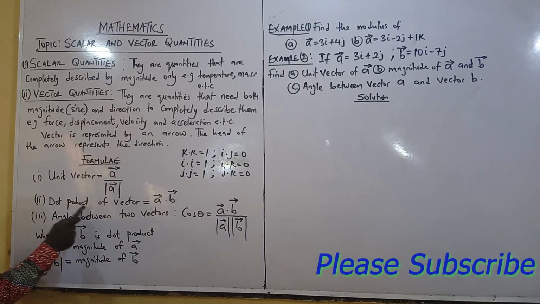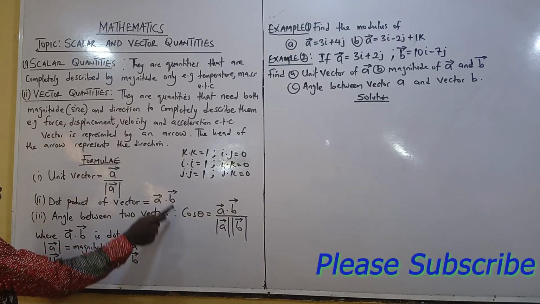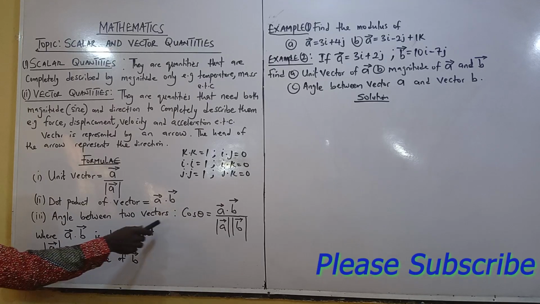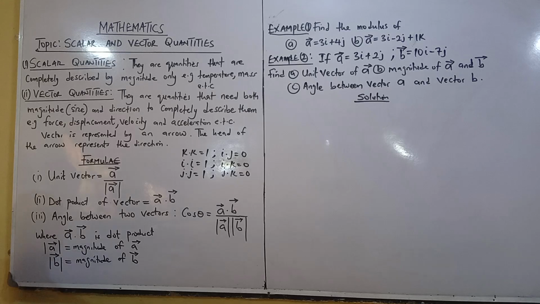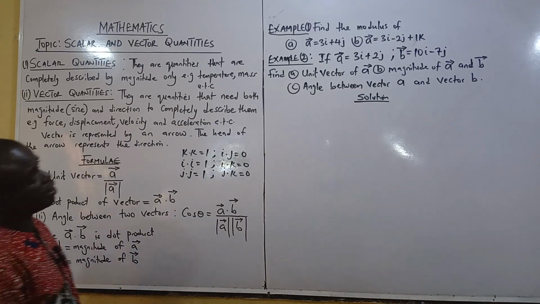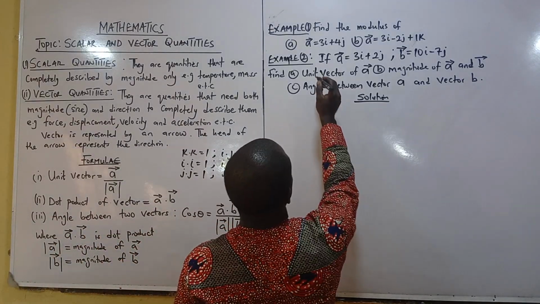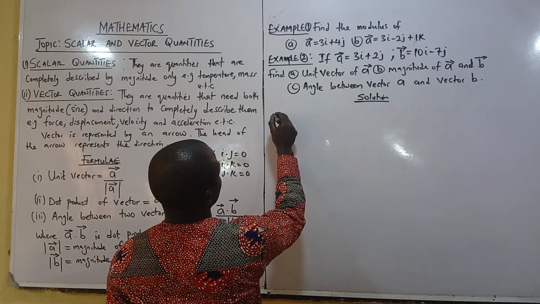Okay, now the dot product of vectors is vector A dot B. The angle between two vectors: cos theta equals vector A dot vector B over the modulus of each of them. See, magnitude of A, that's just used to represent it. Now let's see examples. Example 1.